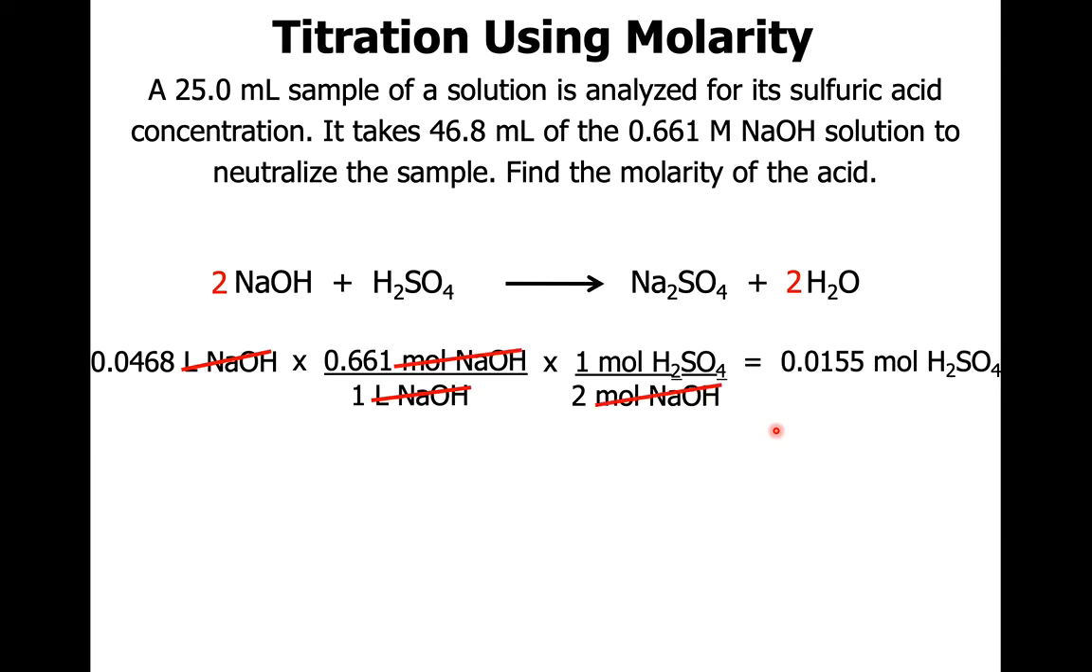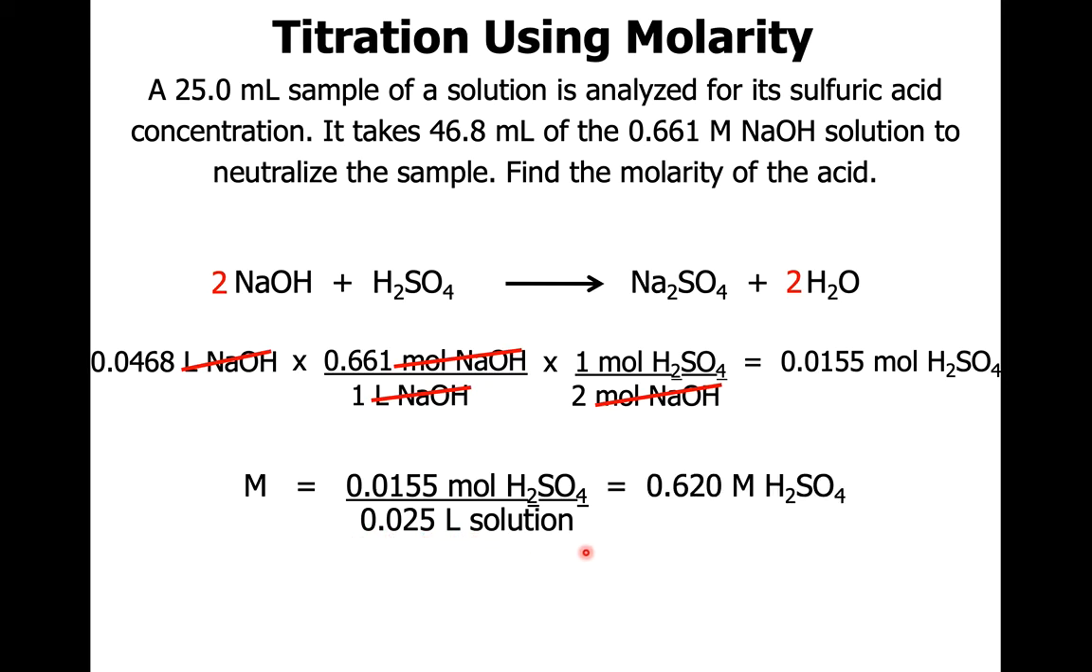And now this calculation, the cleanest way to present this for us is to go ahead and calculate out the moles of the H2SO4. Those moles of H2SO4 were present in the 25 ml, so we're going to use that now. So the 0.0155 moles of H2SO4 were contained in 25 mLs, or 0.025 liters. Put that into a calculator, and we figure out that the concentration of that H2SO4 solution is 0.620 molar.